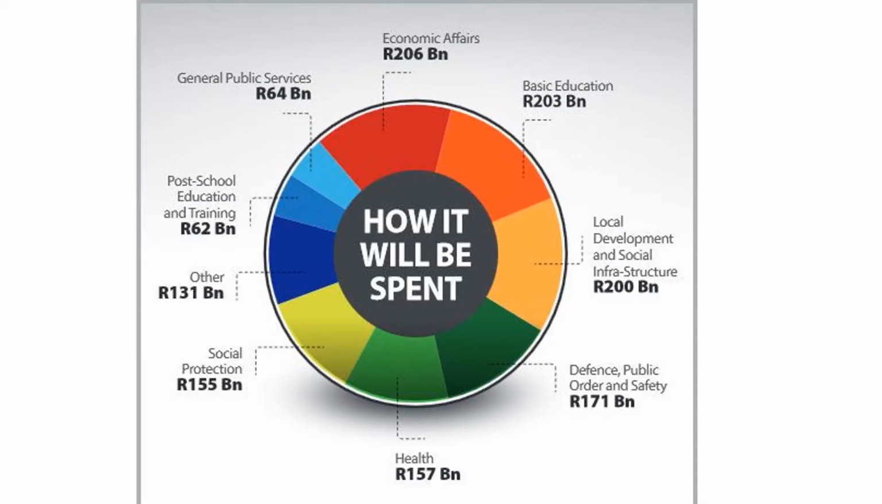Look at the expenditure of our government. These are suggestions of where money, or estimates of where money, will be spent in the different sectors.